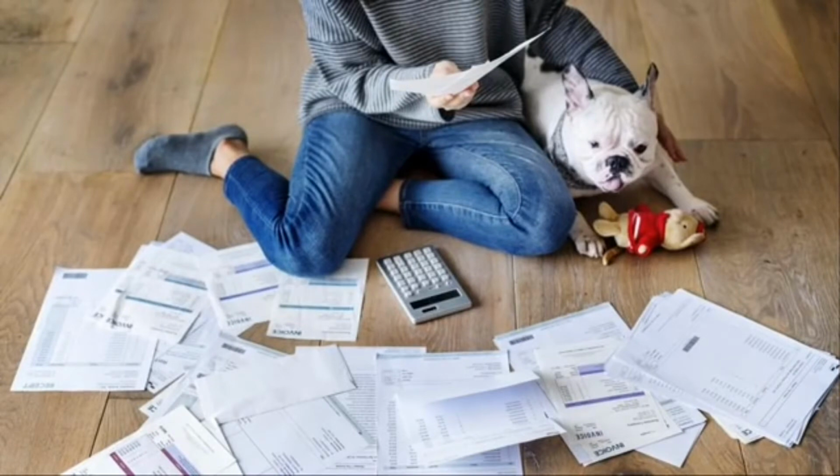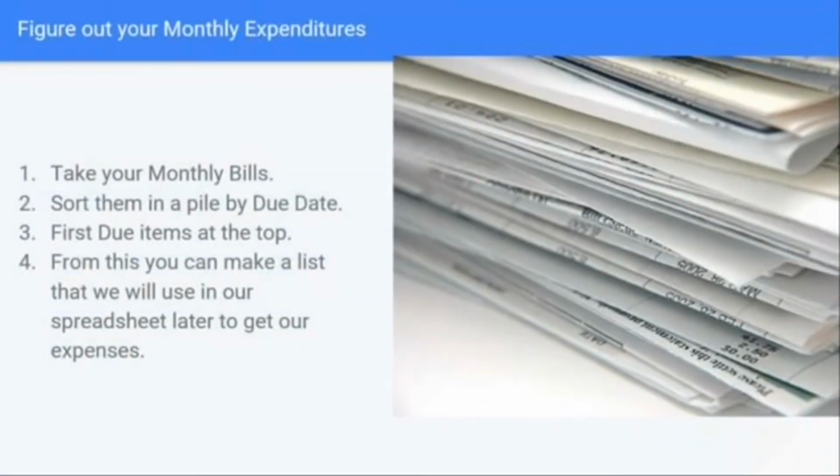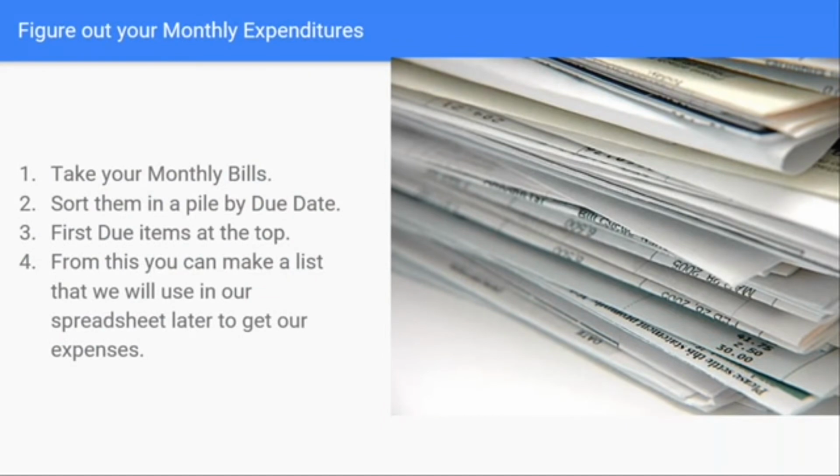Once we know these different factors, we can organize our draft budget. We'll start with our monthly expenses. It might be a good idea just to get all your bills together and spread them out in a pile and start to organize them. You're going to want to organize them by due date. You're going to want to put the ones that are due first on the top, and the ones due later in the month towards the bottom. And once you do this and make a list, we can use that for our spreadsheet for later.